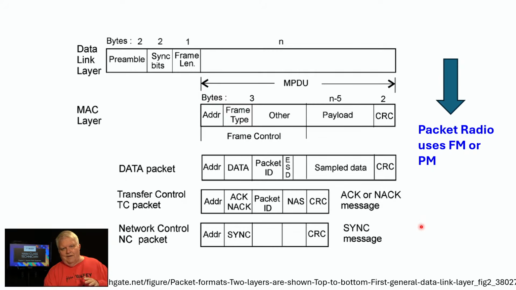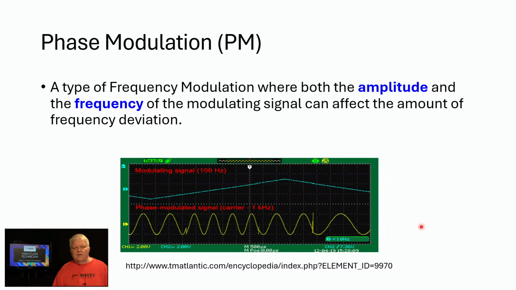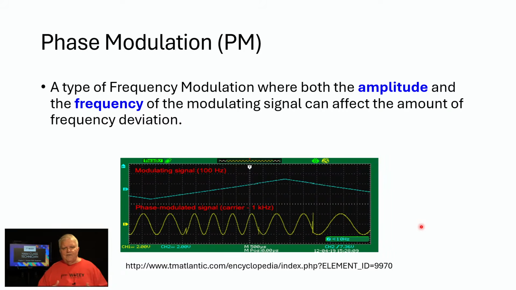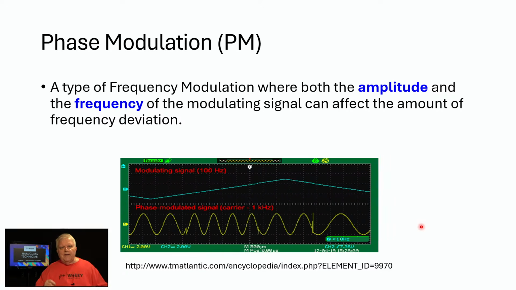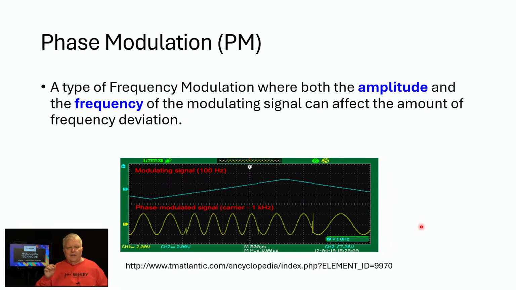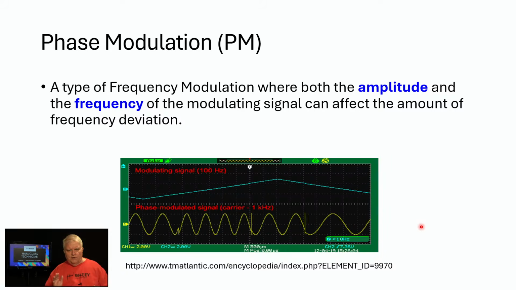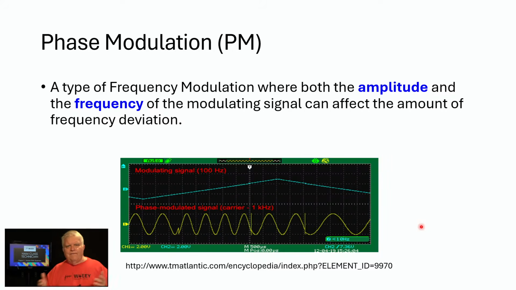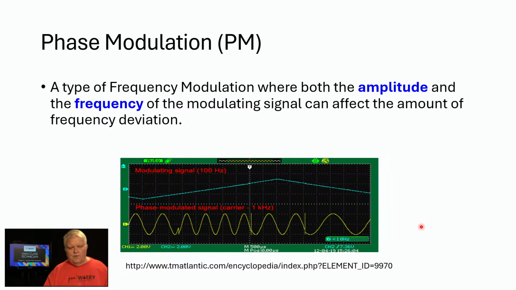There's a cousin to FM. It's called phase modulation. It's a type of frequency modulation. The big distinction with phase modulation is that not only does the amplitude of the modulating signal change the frequency, but the audio modulating frequency, the higher frequency, actually changes the frequency deviation more than a lower frequency. It doesn't change it as much. So that's the big difference between FM and phase modulation. Receivers that can receive FM can also receive phase modulation because they're so close.